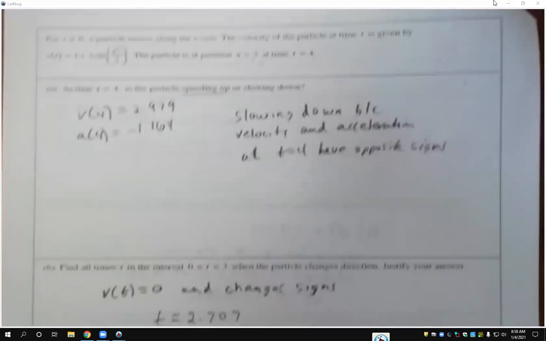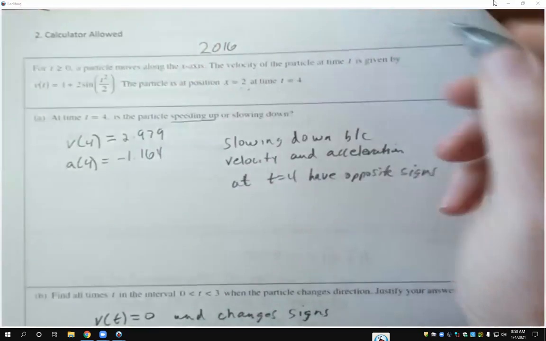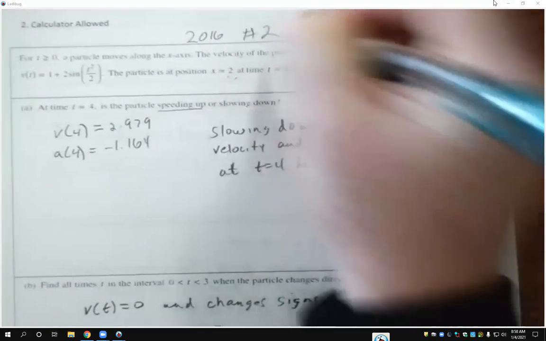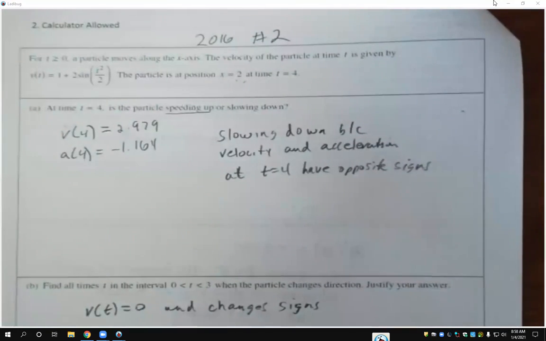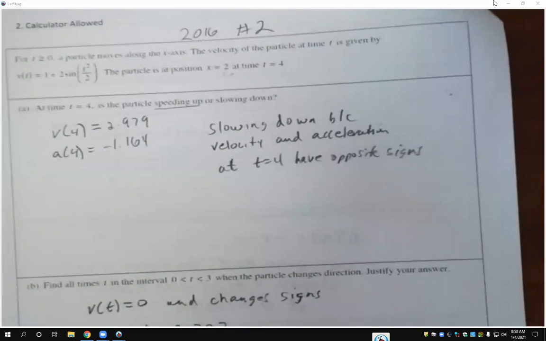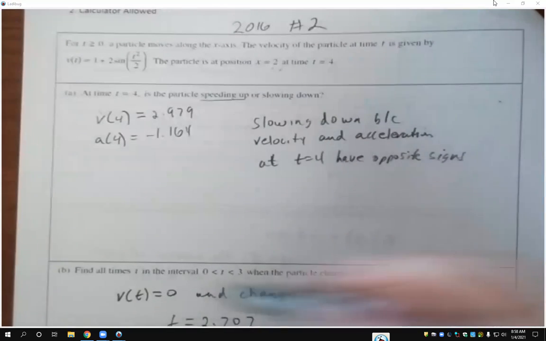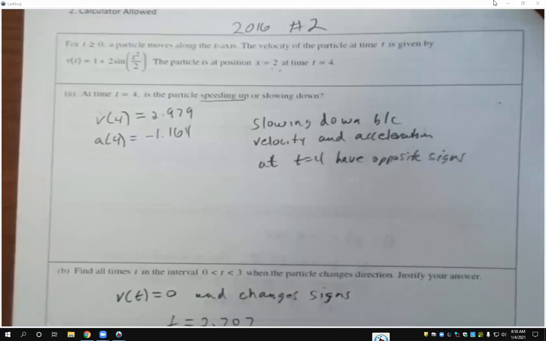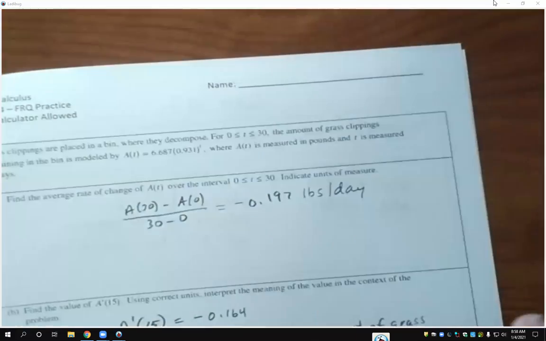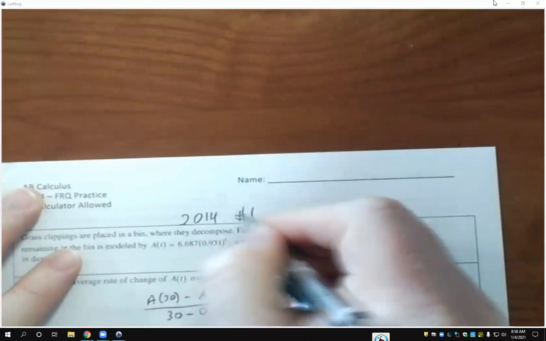All right, by the way, this was from the 2016 exam, and it's number 2 on the 2016 exam. And if you'd like to see their explanation and how many points everything is worth and the rest of the question, you can look at that. I forgot to tell you, number 1 was from the 2014 exam, and it was number 1 on that exam.